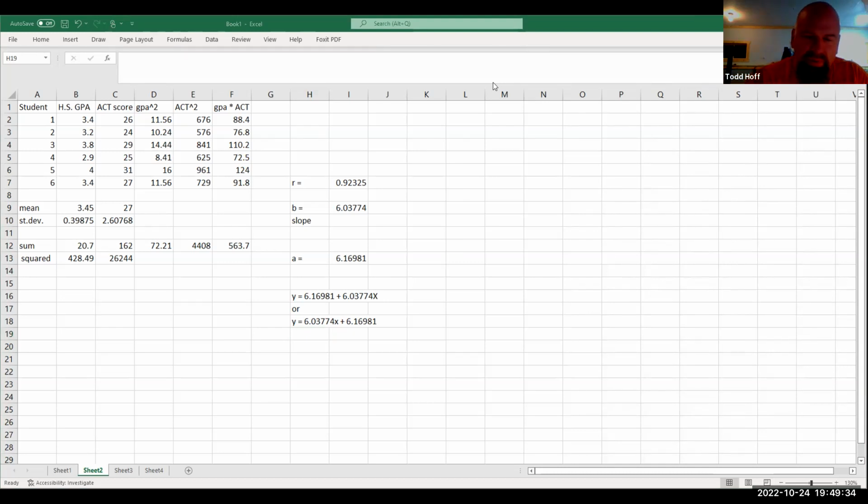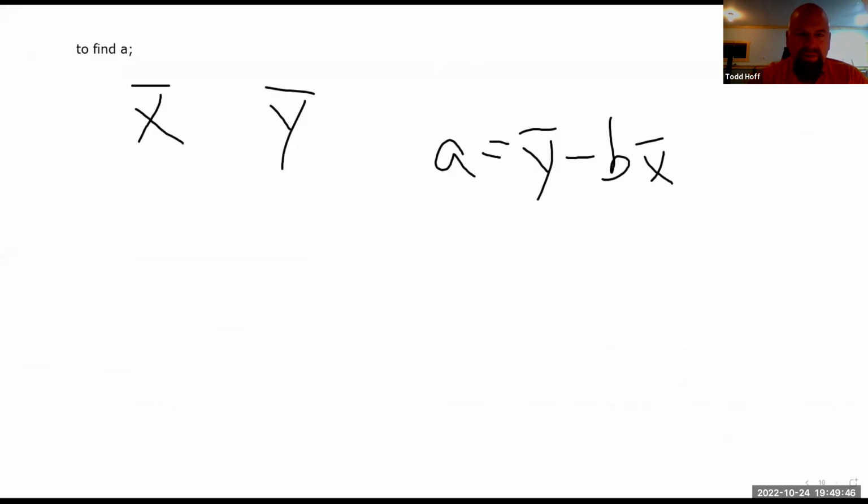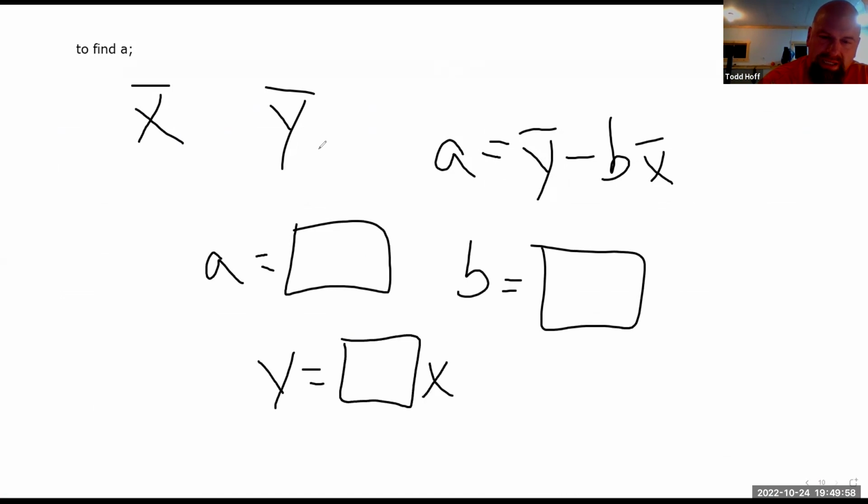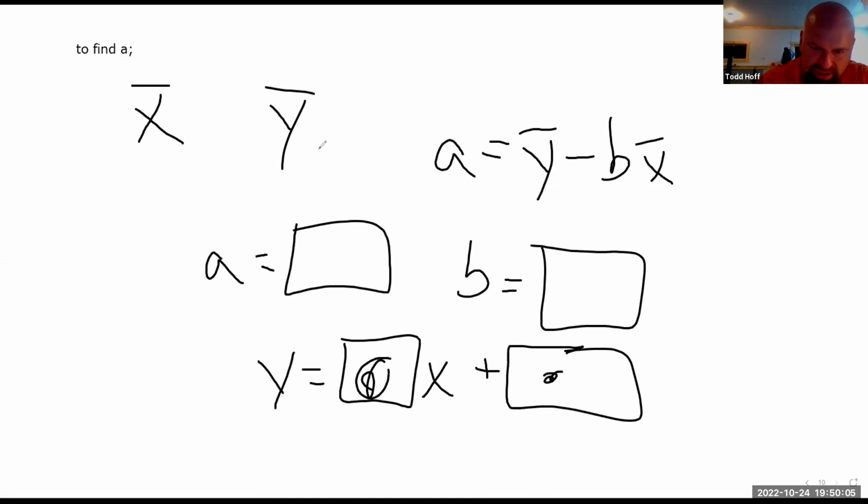Both of them should be acceptable in ALEKS. If ALEKS does not take one form or the other, let me know. Sometimes what ALEKS will do is it'll say A equals, there's a box there, and B equals, and then there's a box there. Or it might say Y equals a box, X plus another box, and you have to fill the values into those boxes. So you just have to make sure the slope is the one that goes with the X. You have to make sure you get them in the right spot.